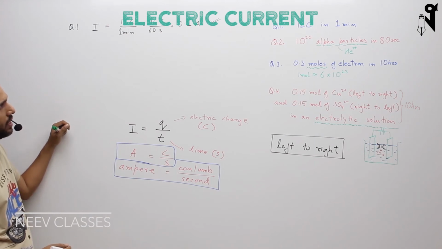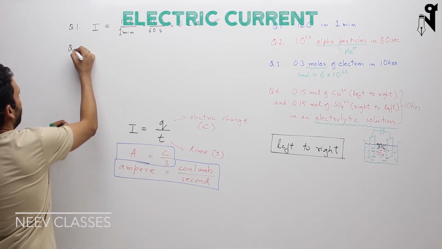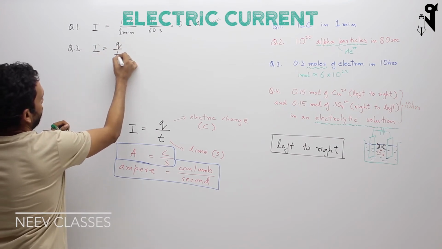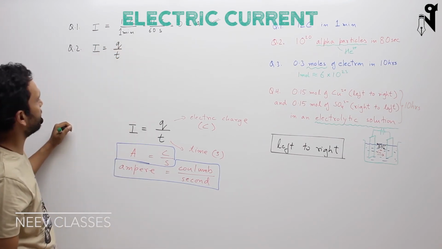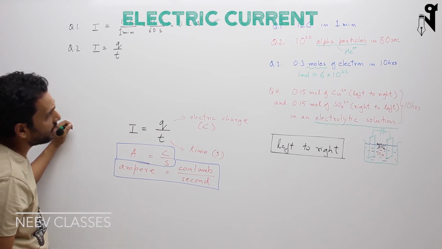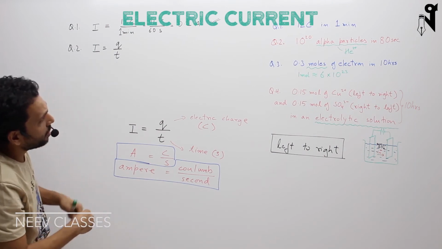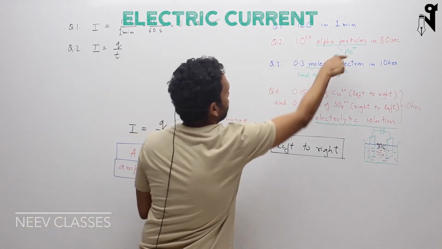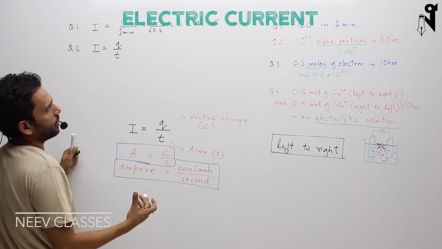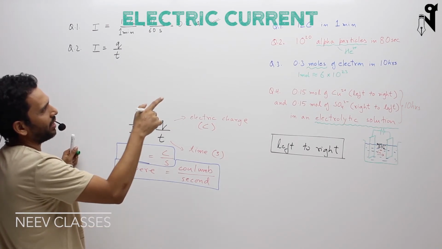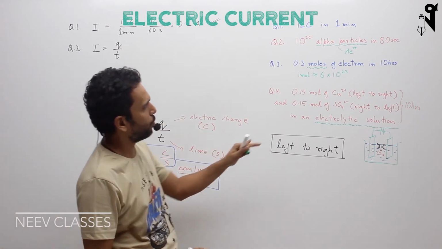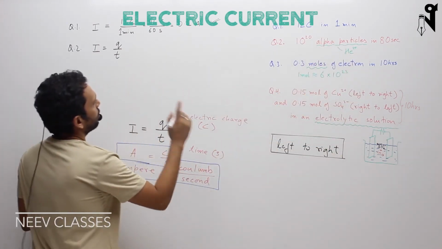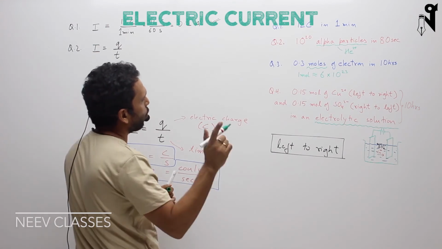Now the next one, again we have to apply the same formula. Not a big deal at all. You have charge divided by time. How much is the time given? It's given 80 seconds, so no conversions required over there. And then you have been given the charge in a bit of fancy terms, which is 10 power 20 helium 2 plus ions, 10 power 20 alpha particles. So let us see what is the charge carried by 1 alpha particle.